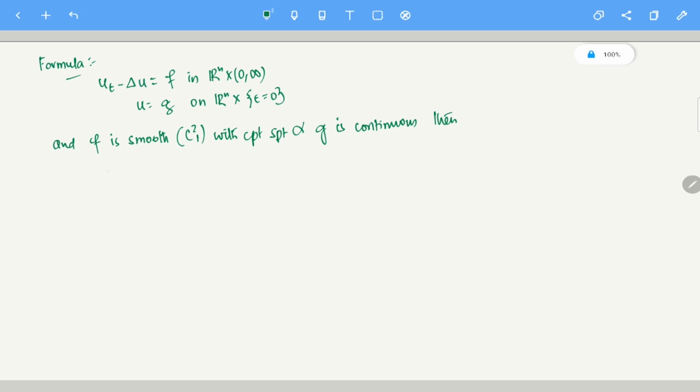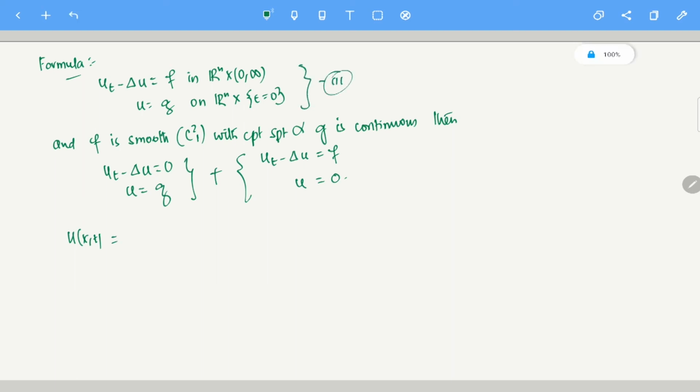The solution of this problem is the solution of uₜ − Δu = 0, u = g, plus the solution of uₜ − Δu = f, u = 0. I can just break it up. For each of these problems, we already know the solution. If you add them up, you will get the original solution. So with any solution u(x,t), let's say that's your problem 3.